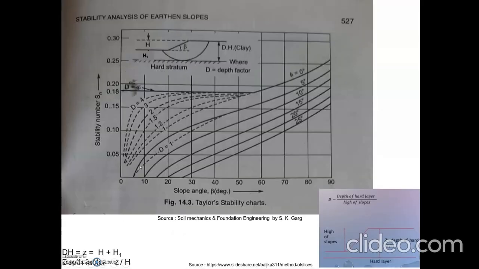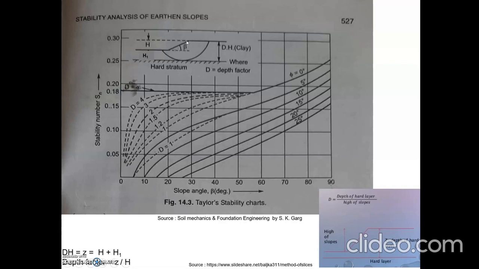Now here we can see the stability chart, for which the slope angle is represented on the x-axis and stability number on the y-axis. So for a given angle of internal friction, that is phi, we will be able to find Sn for the corresponding value of slope angle, that is beta.